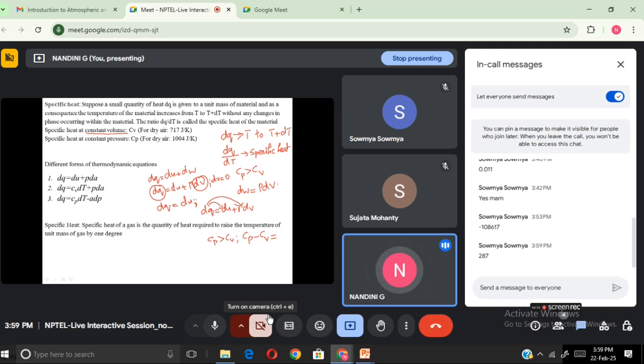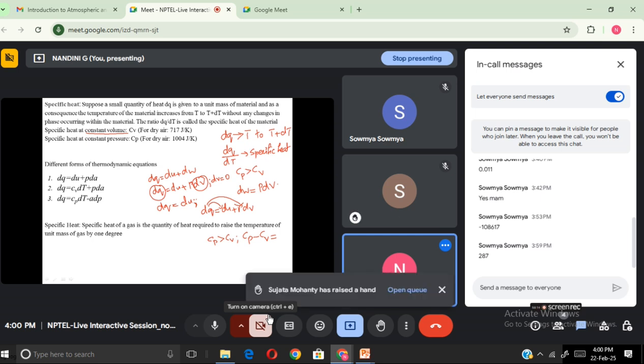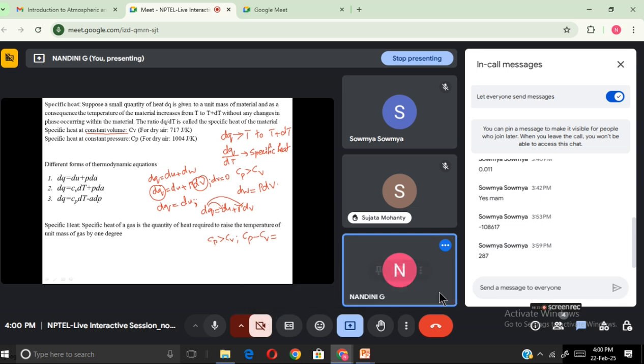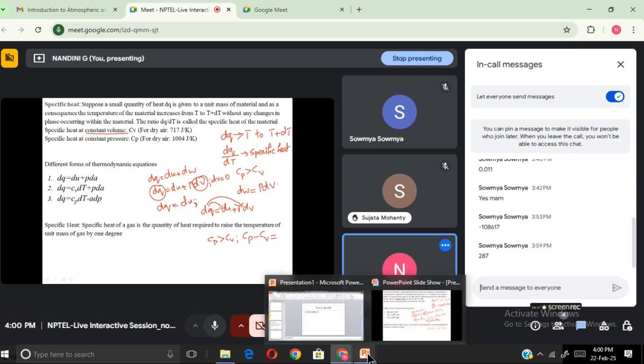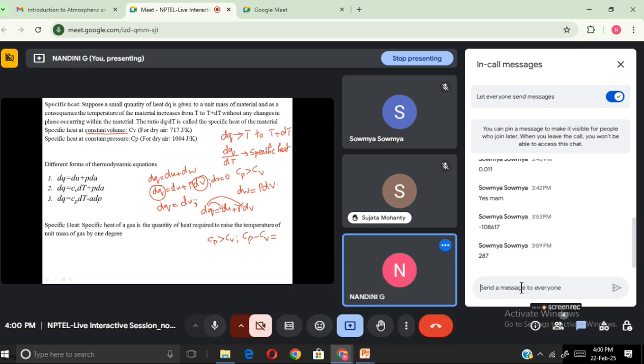Yeah, 287. What is 287? Have you seen this value before? What exactly is 287? Does it remind you of some term, some constant? Yes, Sujata. What is 287? Are you familiar with this value? Does it remind you of something?